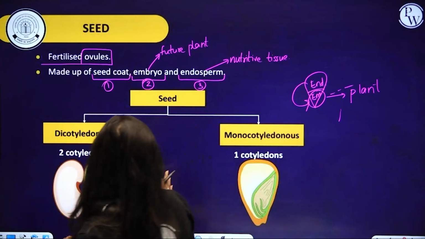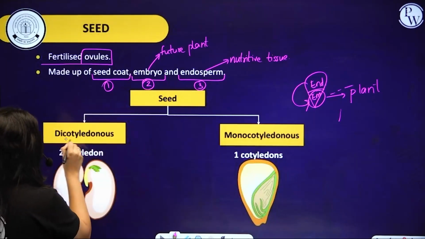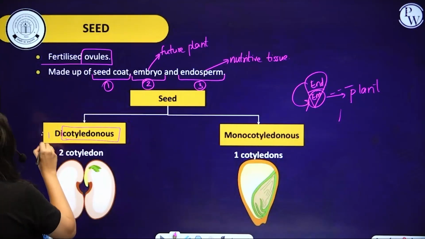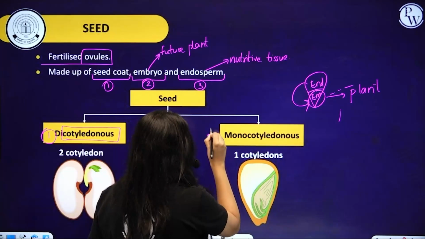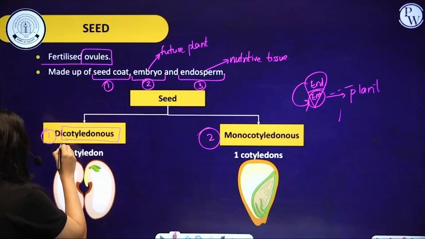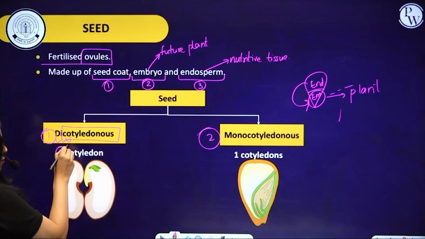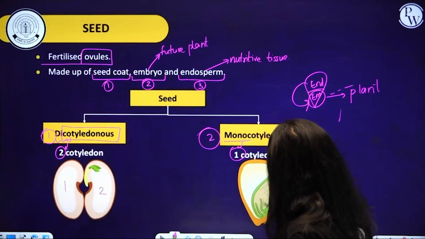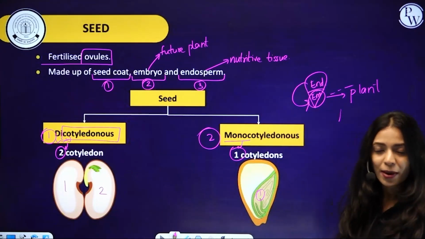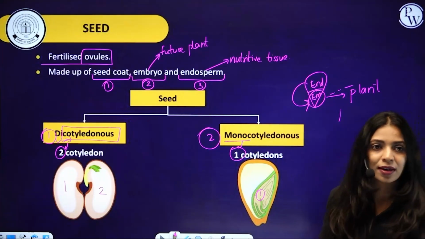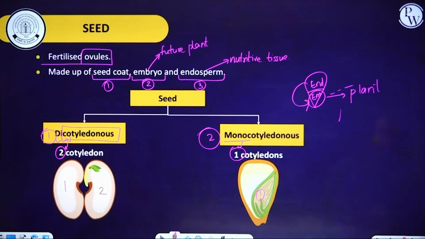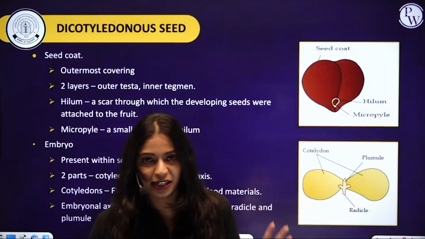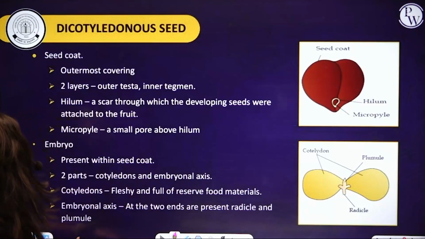Now, talking about the types of seeds, depending upon how many cotyledons are present in a seed, we have two different types of seeds. First type is dicotyledonous seed. Second type is monocotyledonous seed. As the name itself indicates, in dicotyledonous seeds, we have two cotyledons, 1 and 2. In monocotyledonous seeds, we have only one cotyledon. About this you must have learned in your lower grades as well. Now let's move on to learn about each of these types of seeds, monocot seed and dicot seed. We'll start with the dicot seed.